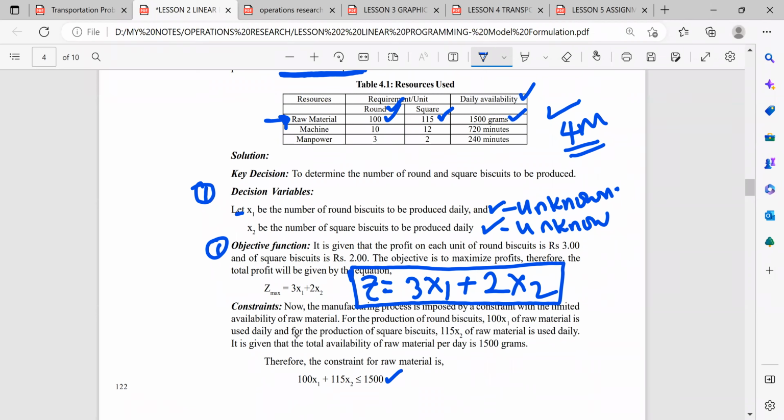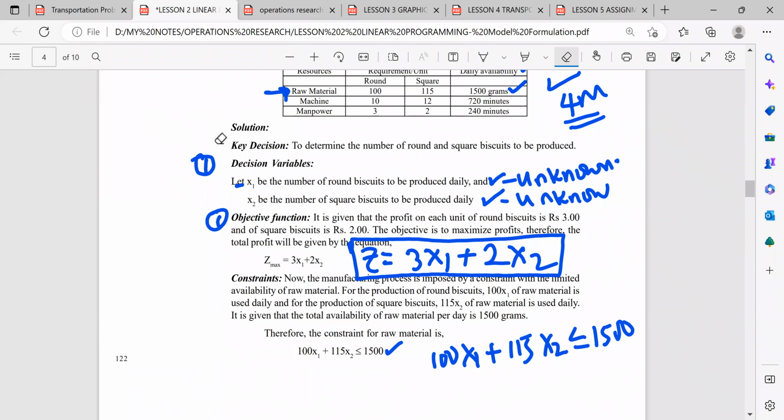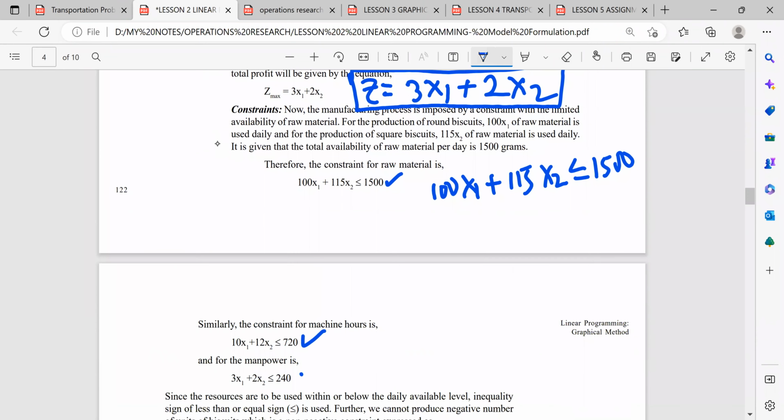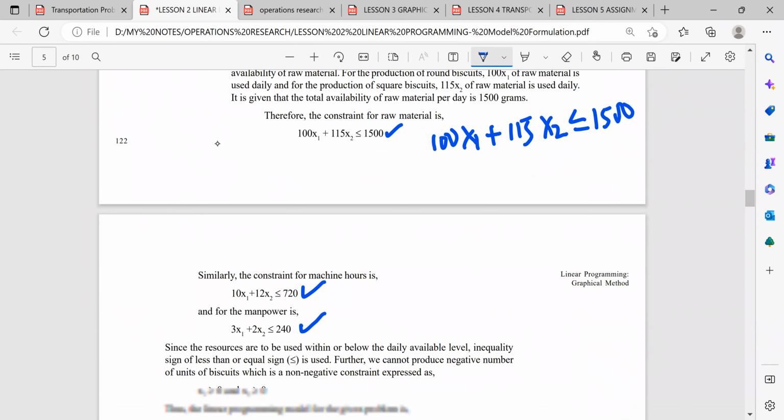So we need 100 units of X1 plus 115 of X2. But when you add that, you cannot go beyond 1,500. Okay, and you do the same for the other set of resources. So we have 10X1 plus 12X2 less or equal to 720, and so on and so forth. So the same story. So those are the set of constraints.